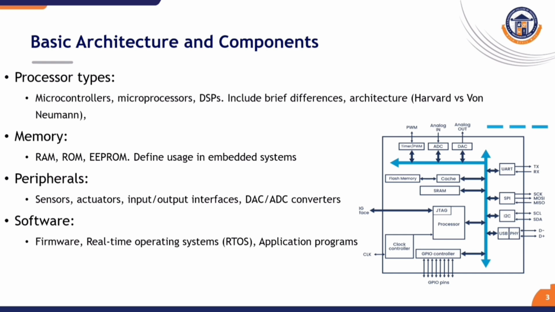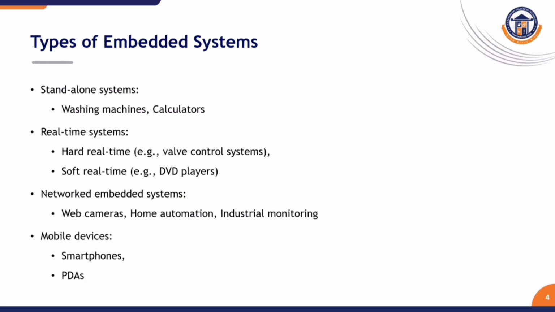Next, we are going to discuss types of embedded systems. Generally, embedded systems are classified into different types based on functionality. The first one is the standalone systems. As the name itself suggests, these systems can operate independently. Examples are washing machines and calculators.